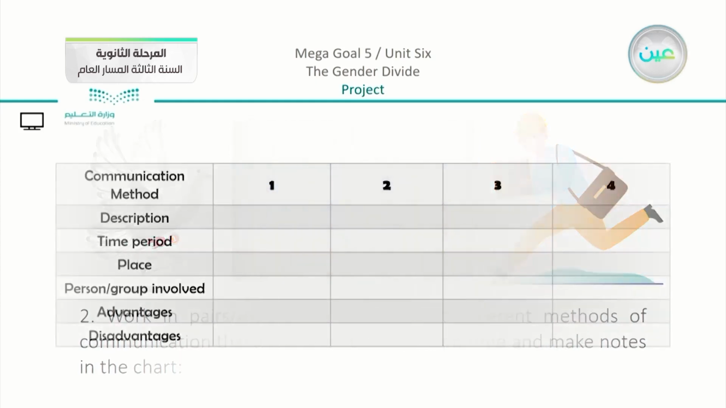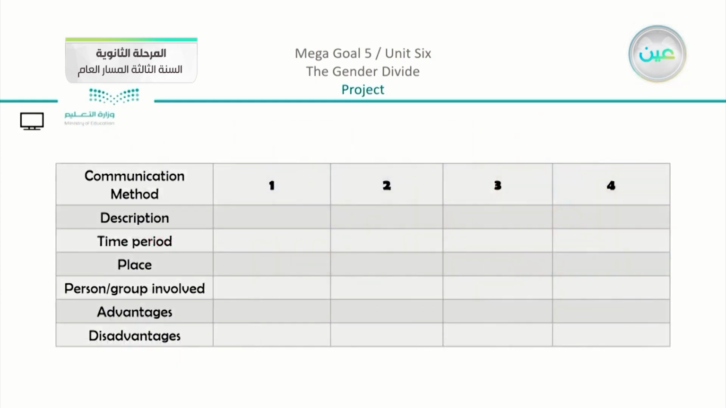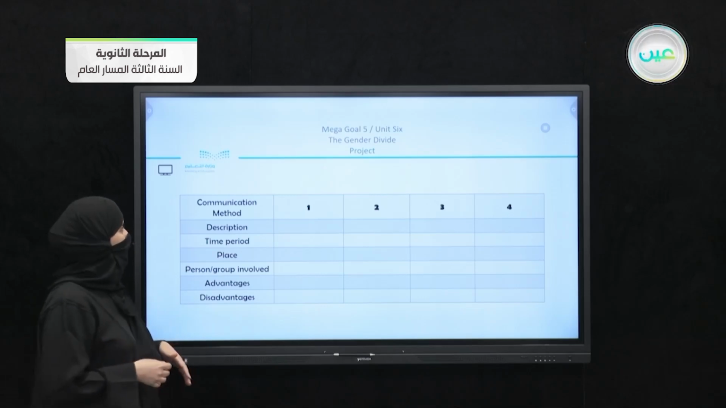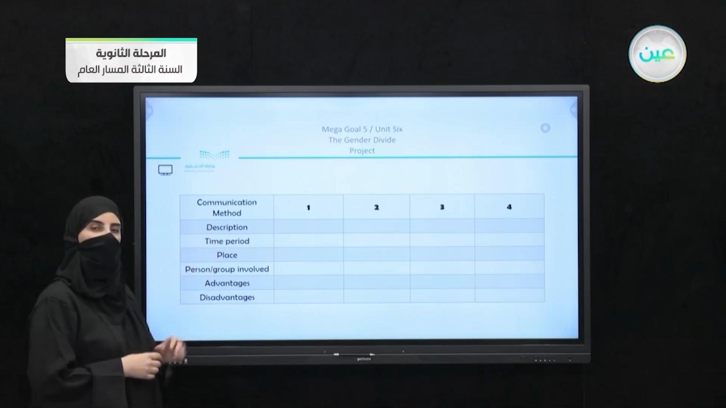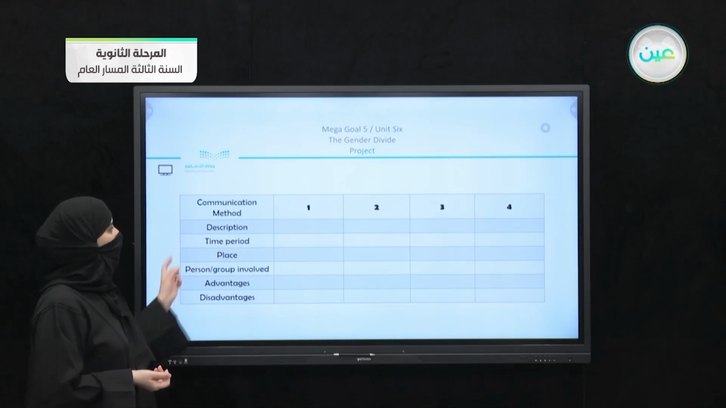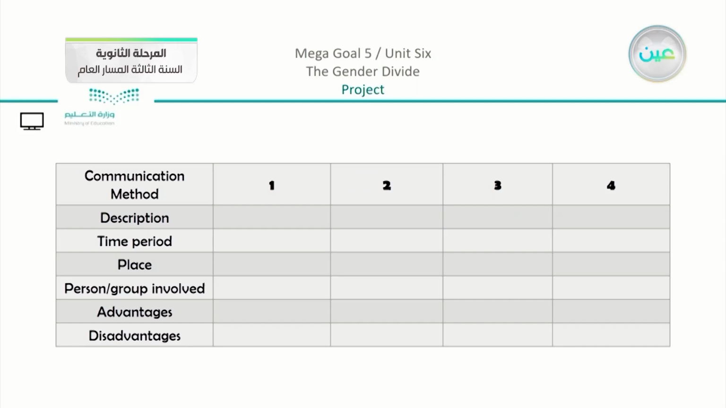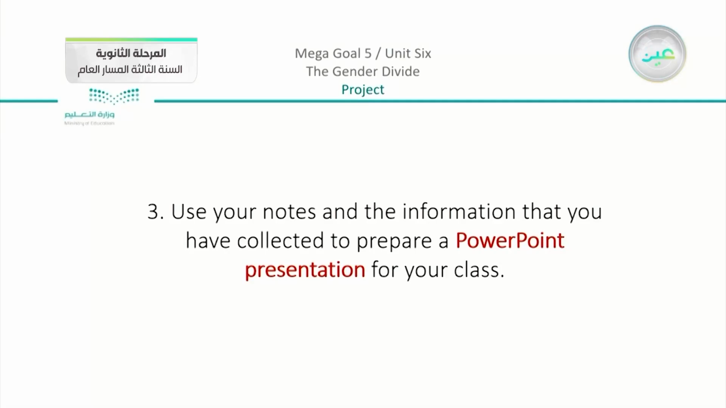Now, we do have our chart in the book. You can see that there are 4 columns here. You can write about 4 methods. Now, keep in mind that for each method you're going to choose a description: the time period, is it something new? Is it something old? How old was it? The place, the person or the group involved, and the advantages and the disadvantages of this type of communication. So here you can think about different and interesting types of communication that people used to use.